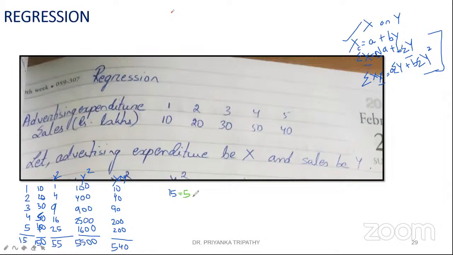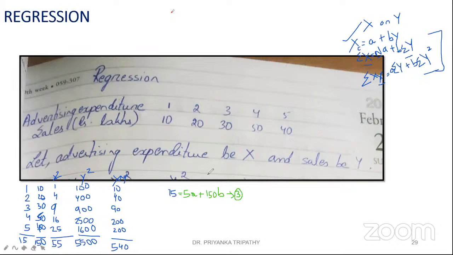A we don't know, we have to find out the value of A, plus B we don't know, summation y is 150. So 150B. This is your equation number 3, or equation 1, whatever you can name.